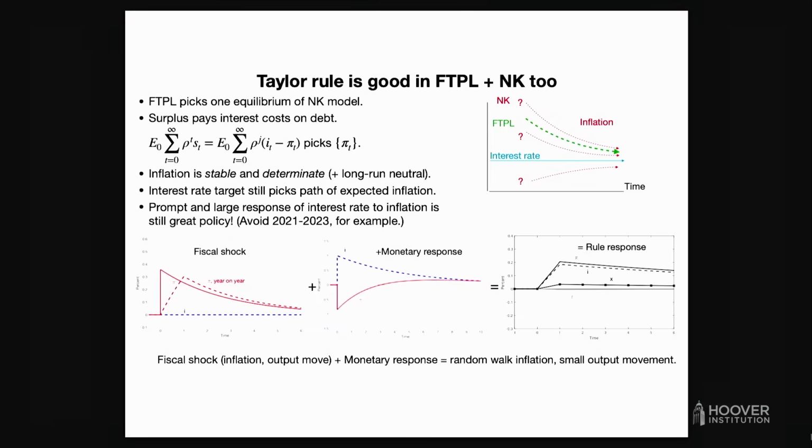So we have a model where inflation is stable, determinate, and long-run neutral under an interest rate target. Hooray! We've finally gotten to what MV equals PY had, except with interest rate targets. But you'd think, well, central banks are gone. No, they're not gone. Central banks are still important, and I illustrate that in the bottom.